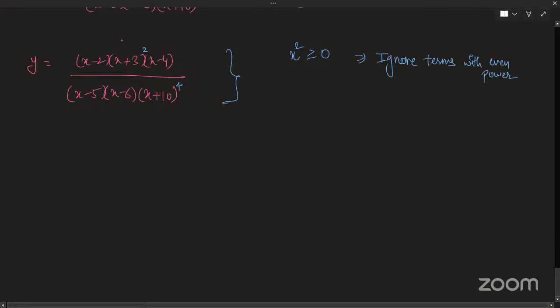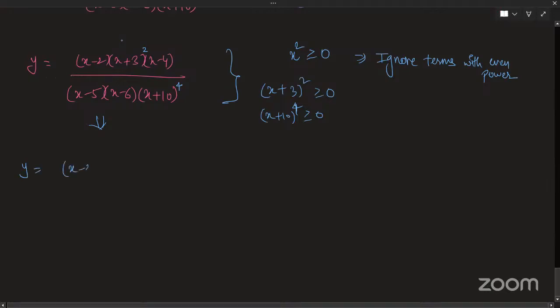Why do you ignore those terms which have even power? Because, for example, you have got something like this. x plus 3 whole square will always be positive. Similarly, x plus 10 whole raised to 4 will always remain positive. So you don't need to count these. You can just directly come down and forget about all those terms which have squares.